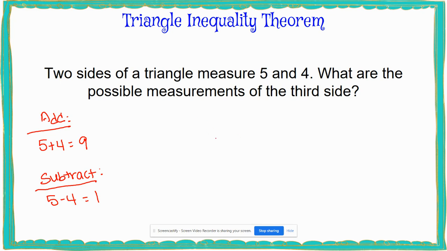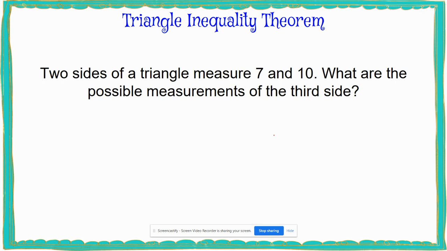And there's a way that we write this. And that way is that 1 is less than x, which is my third side length, which is less than 9. And this means that x can be anything that's greater than 1, but also less than 9. So 4 could be a side length here. 6.2 could be a side length. 7.936 could be a side length. 1.4 could be a side length. All of these would be possible side lengths because they would be between 1 and 9, but they don't actually equal 1 and they don't actually equal 9.